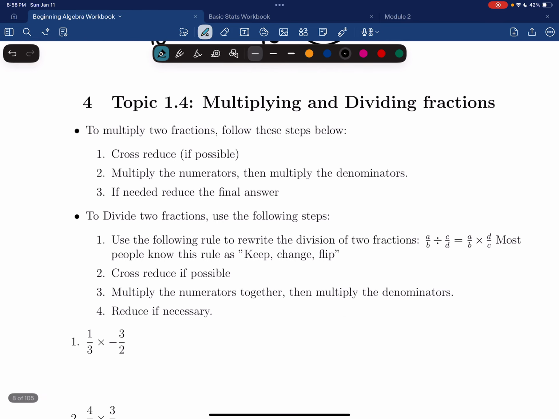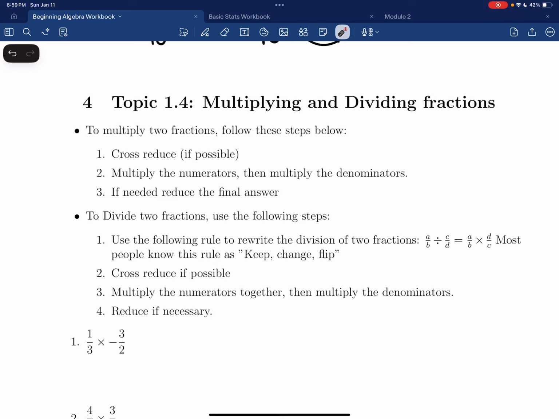Welcome to section 1.4. In this video, we are going to learn how to multiply and divide fractions. So to multiply fractions, if possible, we're going to do this thing called cross-reducing. And if it's not possible, or once you've done cross-reducing, you're then just going to simply multiply the numerators and multiply the denominators and reduce your final answer if possible.